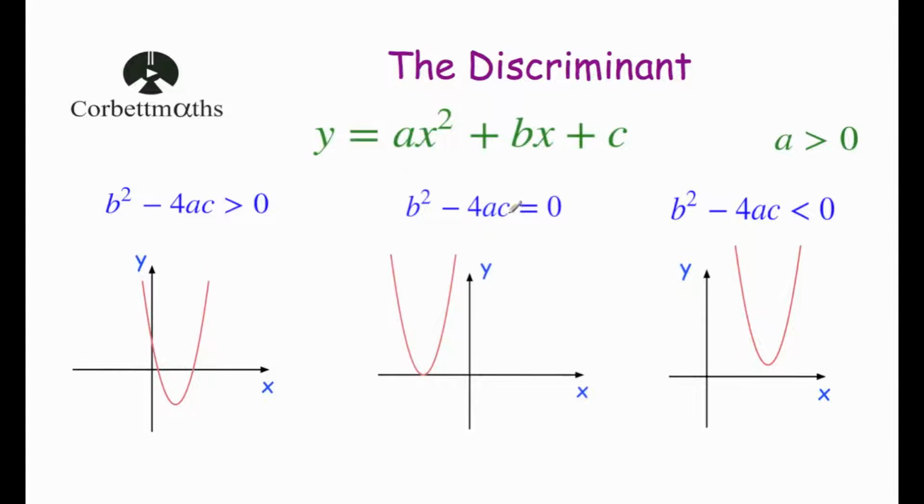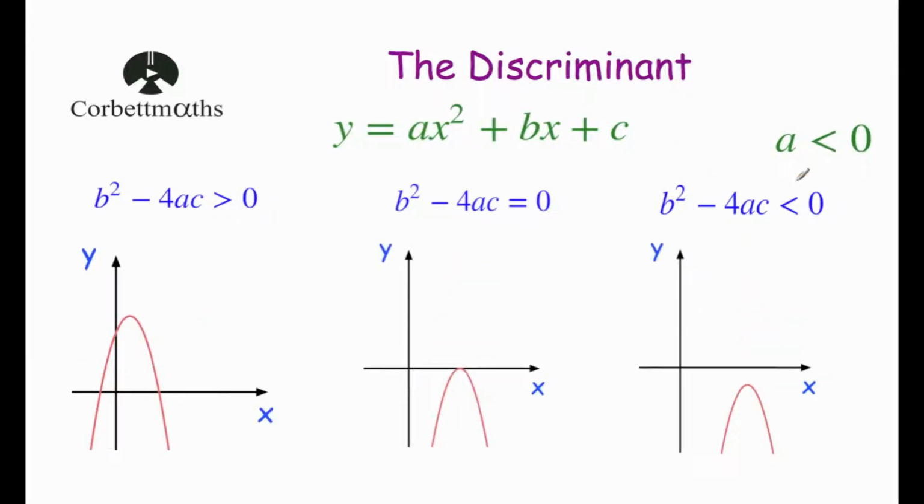If the discriminant is equal to 0, the quadratic graph will go down and touch the x-axis and go back up again, because we have a repeated root. And finally, if b squared minus 4ac is less than 0, there are no real roots, so the quadratic graph is above the x-axis; it doesn't reach the x-axis. And that's for quadratic graphs with a positive x squared, so whenever a is bigger than 0.